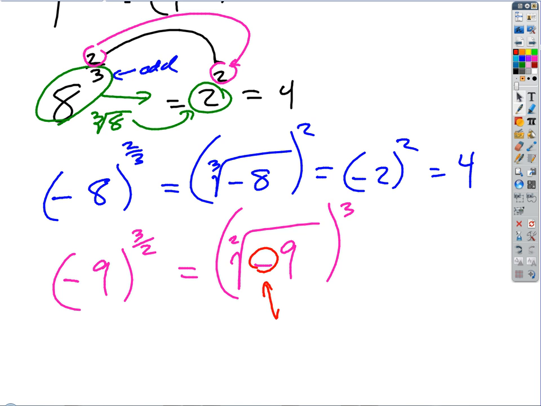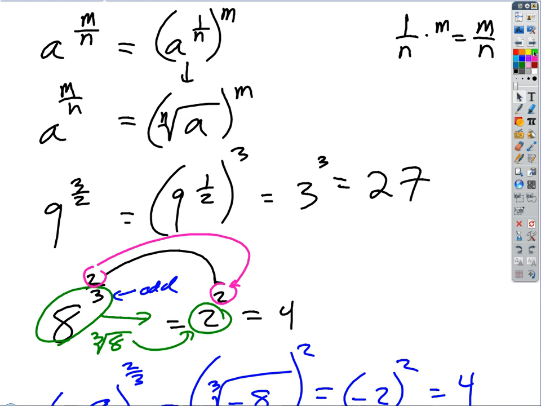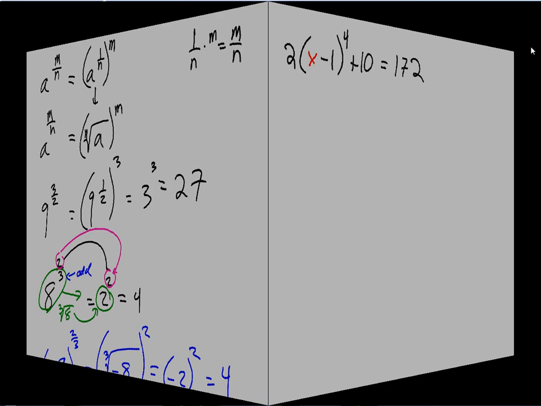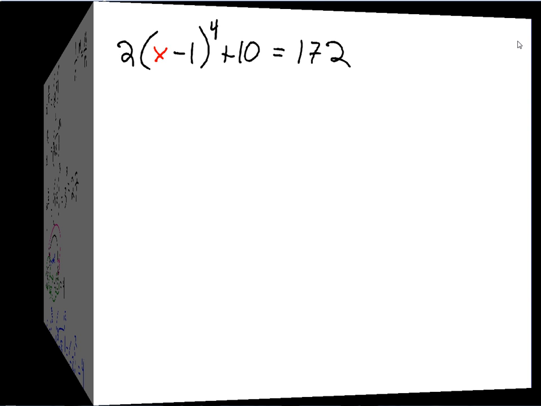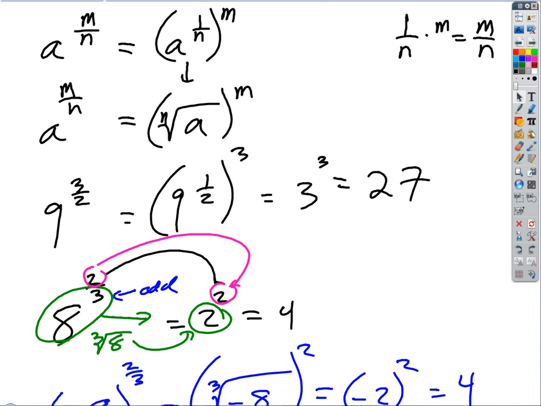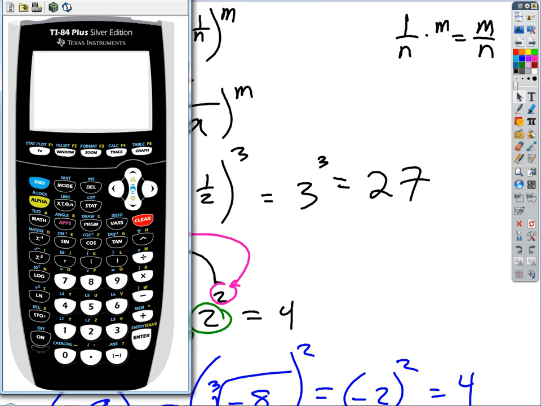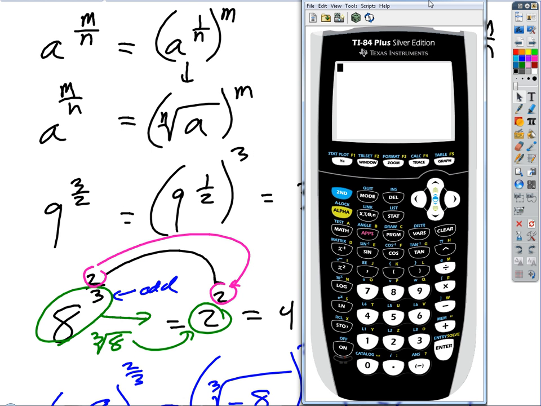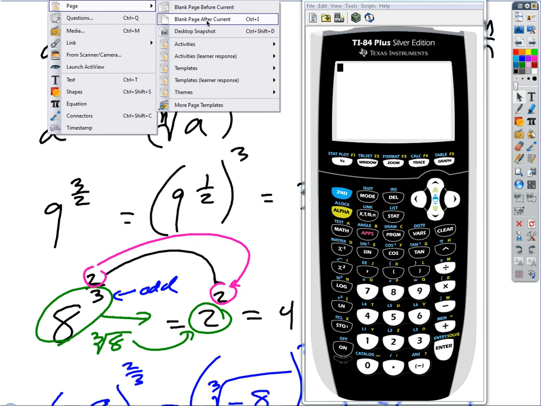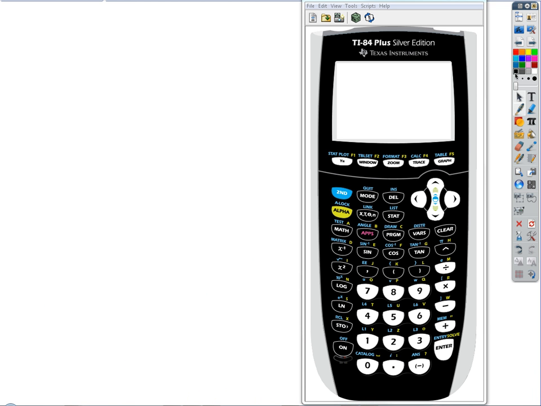Okay. How do we do this on a calculator? Is that what I want to show you next? Yeah, it is. If I want to do this on a calculator, it's really easy to do. What if I want to do the 5th root of -87? How do I do that on a calculator?